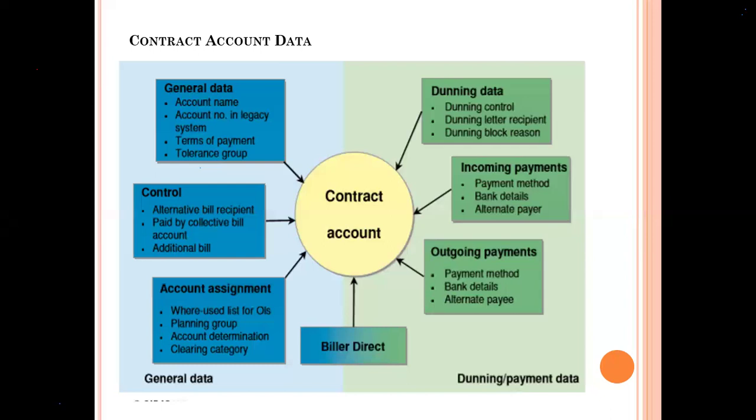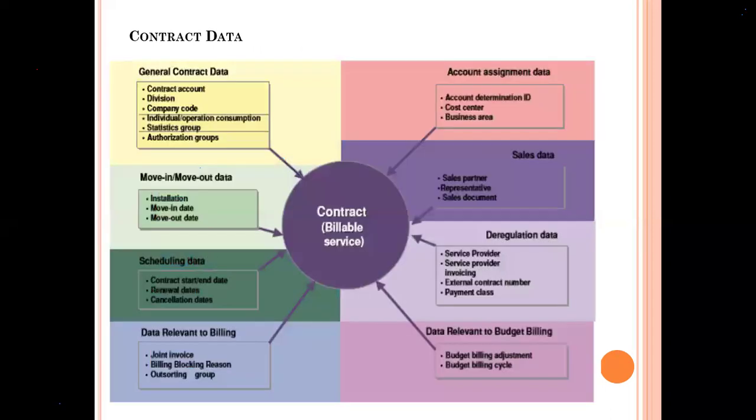Then you can put a lock, so dunning will not be applied to that consumer. For incoming payments, we need details such as how the payment will come and from which bank. Incoming and outgoing payments should be monitored through the contract account, because based on that we apply the taxations. And finally, if it is a bill direct, how the amounts are adjusted or payments are made.